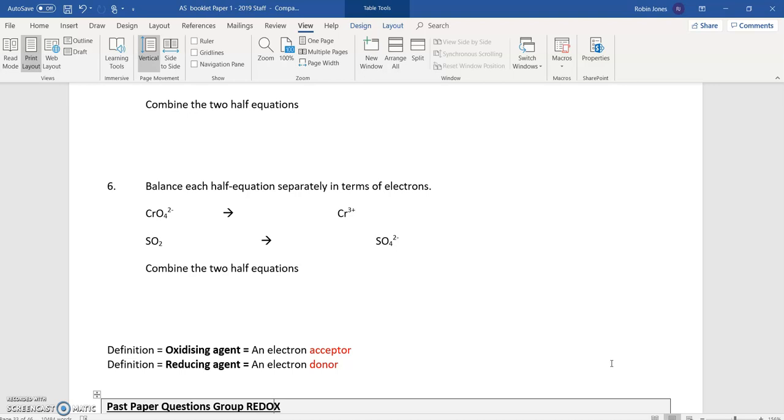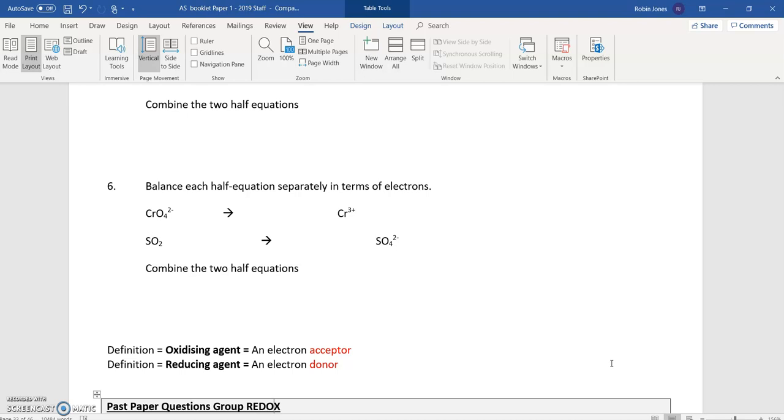Do you remember OIL RIG? Oxidation Is Loss, Reduction Is Gain. So if it's reduced, reduction is gain. It's being reduced, it's gaining electrons. The best word for something that gains electrons is an acceptor.